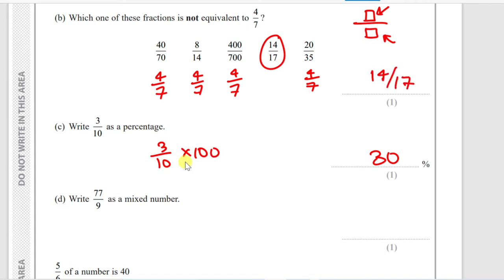I should put this answer here. 14 over 17 goes here. Which one of these fractions is not equivalent? So there's only one fraction here.